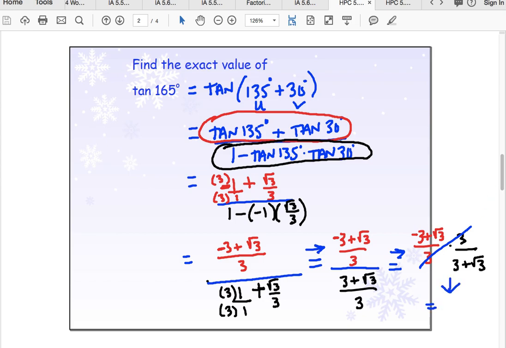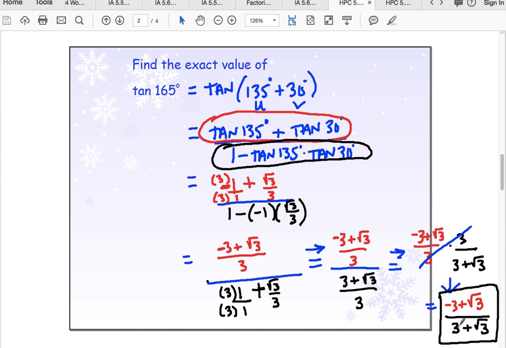So I will be left with -3 plus square root of 3 over 3 plus square root of 3. Now, you can stop there. I know that there's a radical in the denominator, and typically we don't like that. If it was just a square root of 3 in the denominator, we would want to rationalize that. But we've got a 3 plus square root of 3, and AP Calculus doesn't even make you simplify this, so we're not going to make you simplify it either.